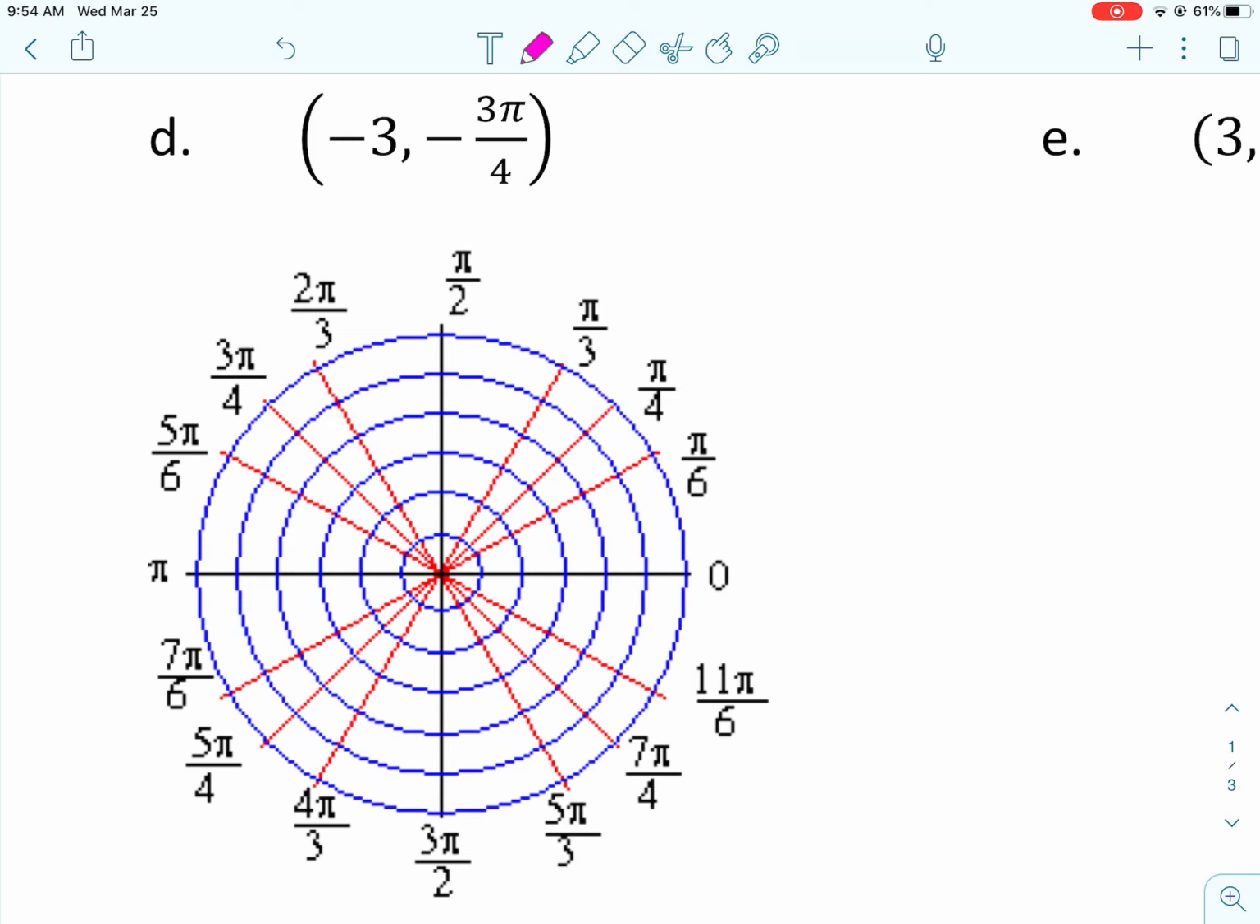All right, and then this next one has both negative coordinates. So this is definitely the most difficult kind that you have to do. But you guys, look at it for a second and see if you can figure out where this point would be.